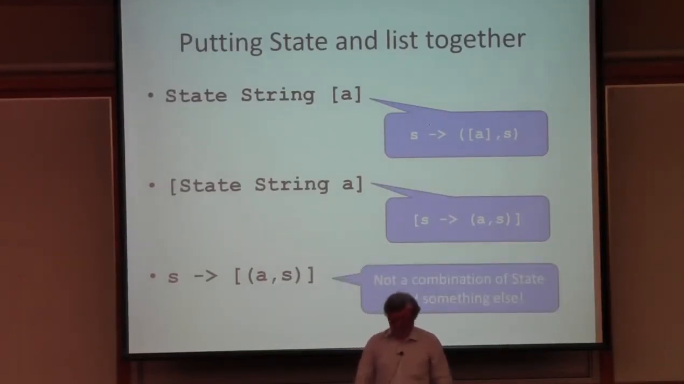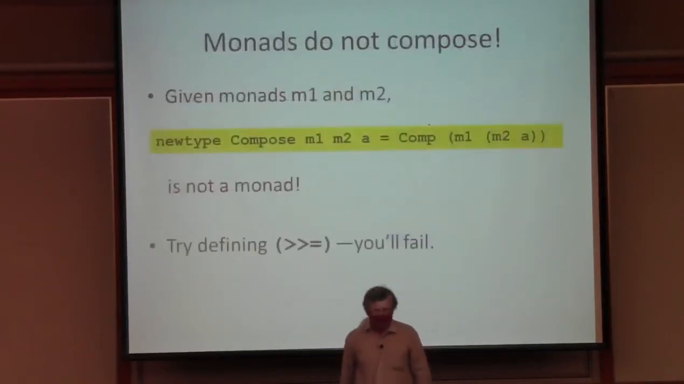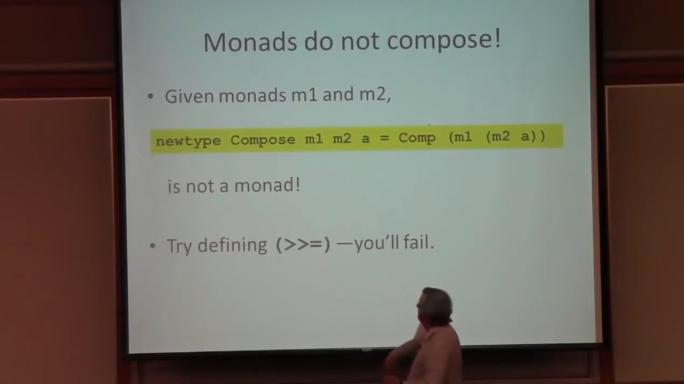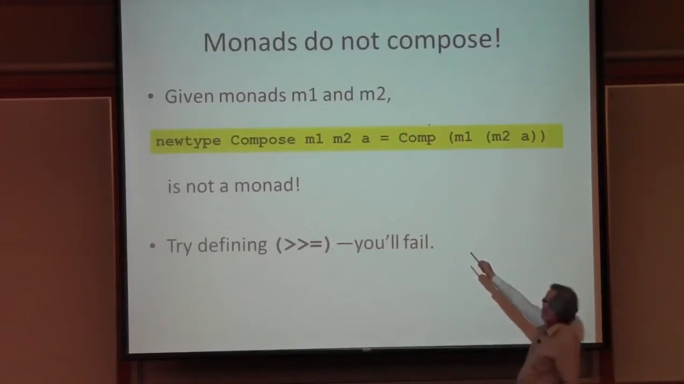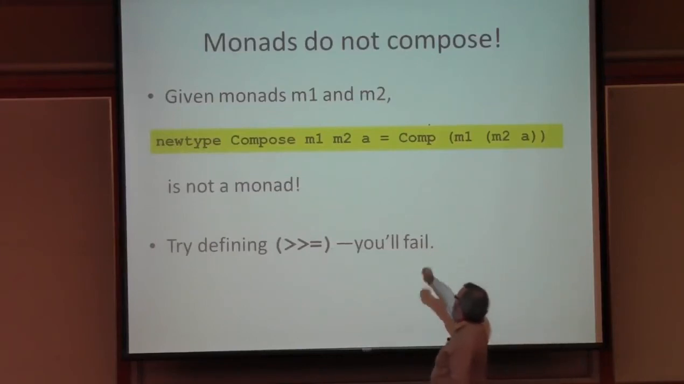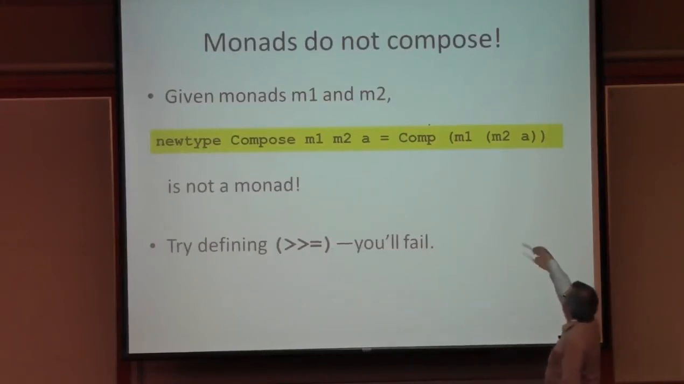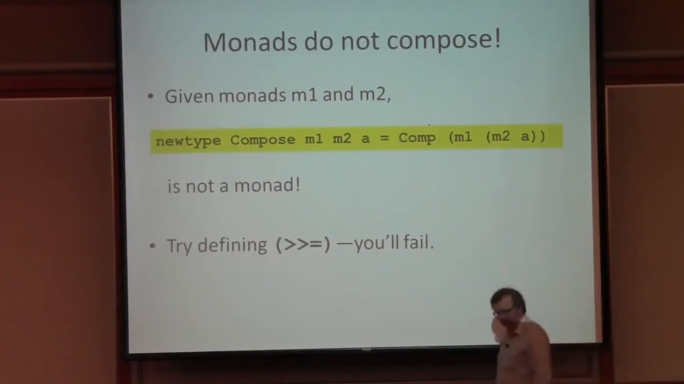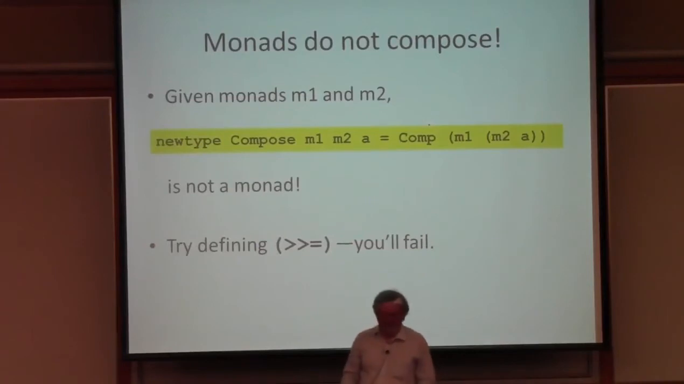So, okay. The problem here is that monads do not compose. So if you're given two different monads, monad 1 and monad 2, you could try to compose them by defining a new type like this. Okay, so compose M1, M2 is represented by M1 of M2 of A, so nest M2 inside M1. So you can define that type all right, but it's not a monad.